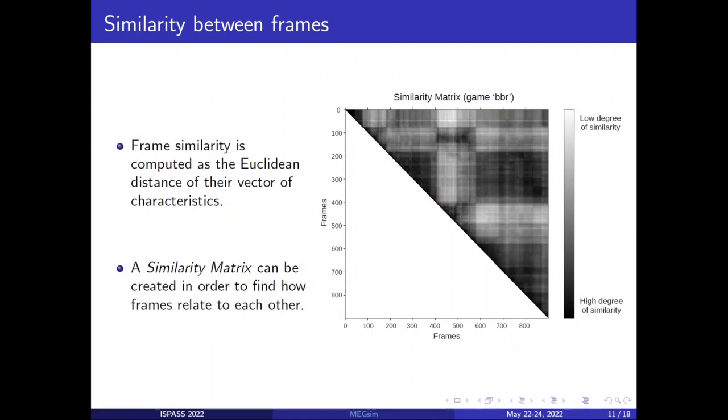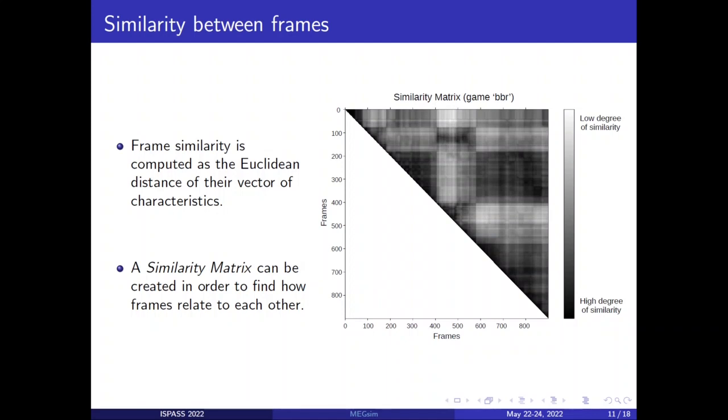Now that we have a vector for each frame, we can calculate how different two frames are by computing the Euclidean distance between their vectors. Two similar frames will have a distance close to 0. Then we can create a similarity matrix to find how frames relate to each other.